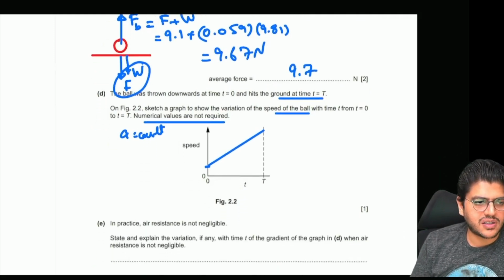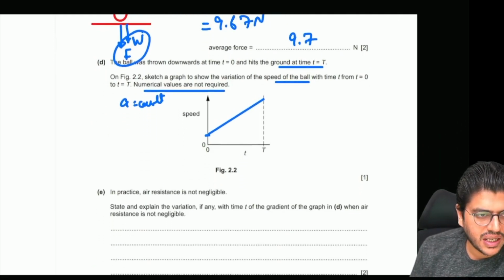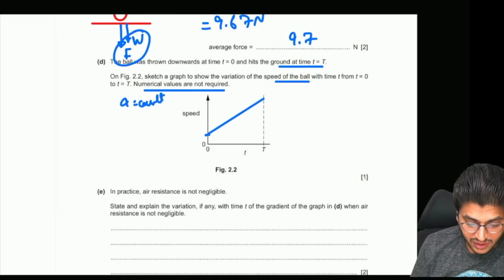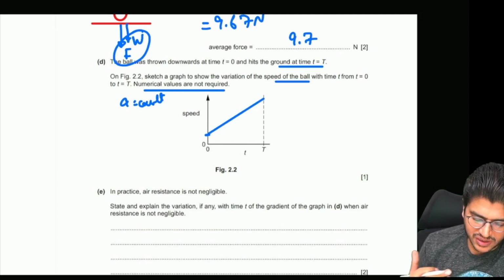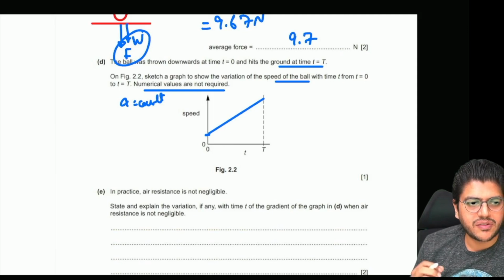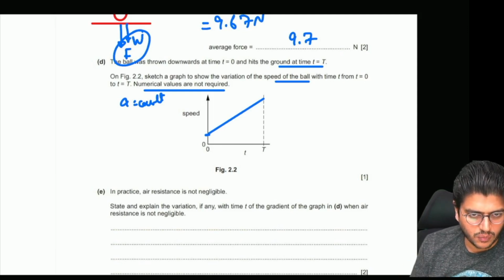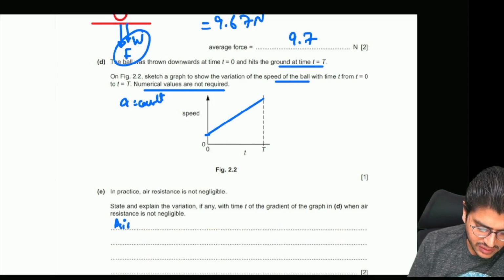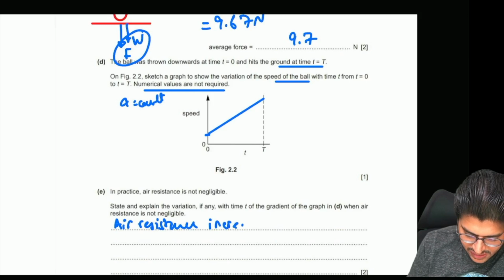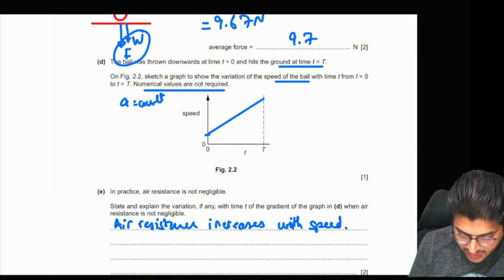In practice, air resistance is not negligible. State and explain any variation, if any. You have to explain it. So I have to explain the theory as well, rather than just explaining what will happen with the graph. State and explain the variation of any of the gradient when air resistance is not negligible. So first of all, air resistance will increase as your speed increases.